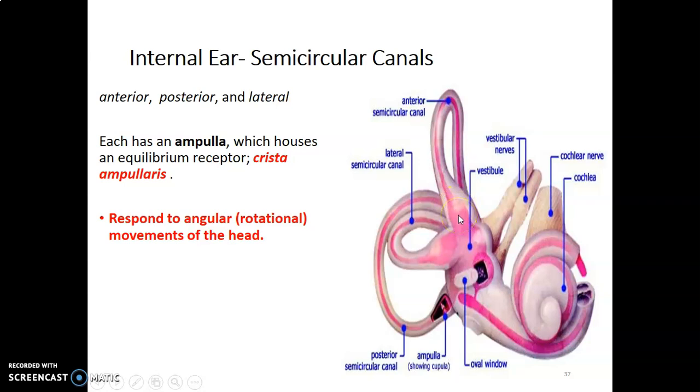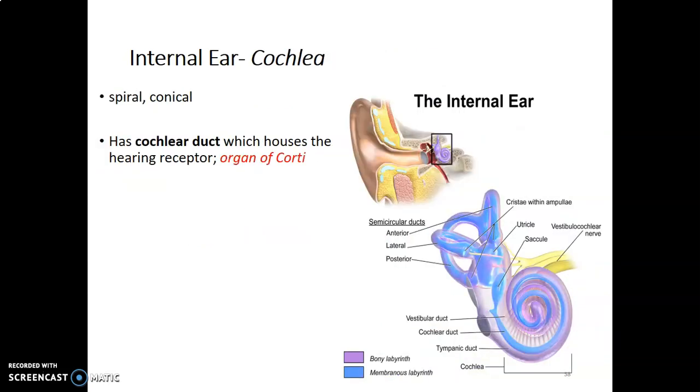The receptors in the utricle and saccule are called macula. Receptors of the semicircular canals are called crista ampullaris, and they're able to respond to angular or rotational movements of the head. So those are for balance: the utricle and saccule with the macula as a receptor, and the semicircular canals with crista ampullaris.